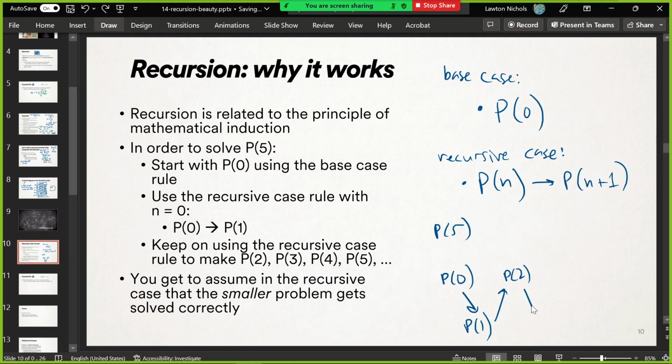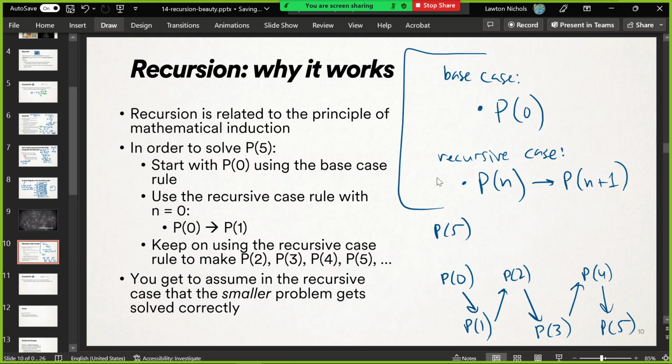So this is how you would prove that it works for any number greater than or equal to 0. You can use P of 3 to build P of 4 using the recursive case rule, and you can use P of 4 to finally build what you wanted, P of 5, using the recursive case rule. And I think you can imagine that it will work for any number all the way to infinity. So that's the reason recursion works. That's the reason all this happens. And the beauty of it is, it might not be so obvious the way that I stated it, but you actually don't have to think when you're writing the recursive case rule, when you're implementing it.